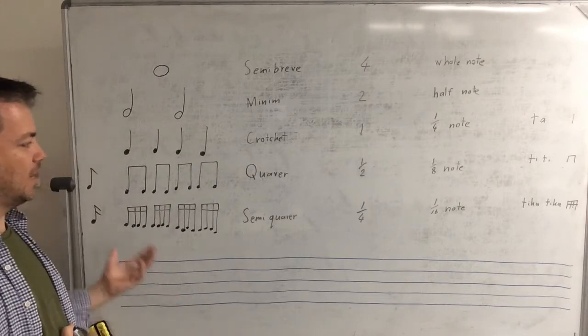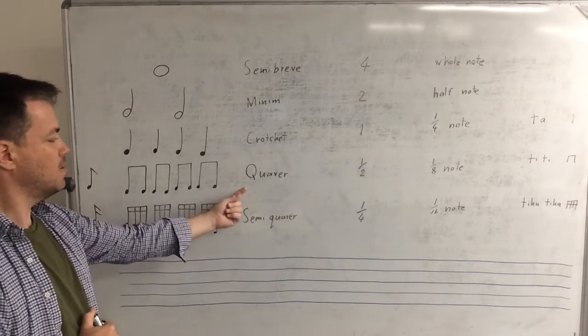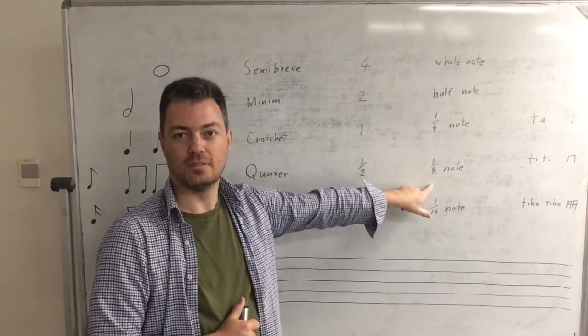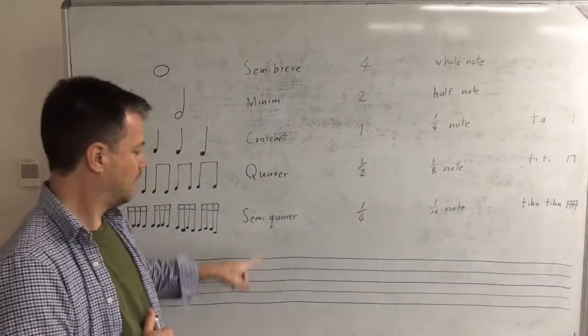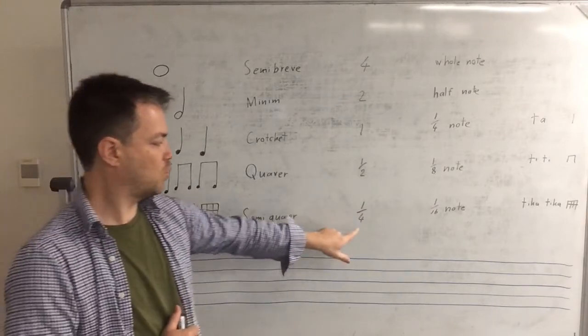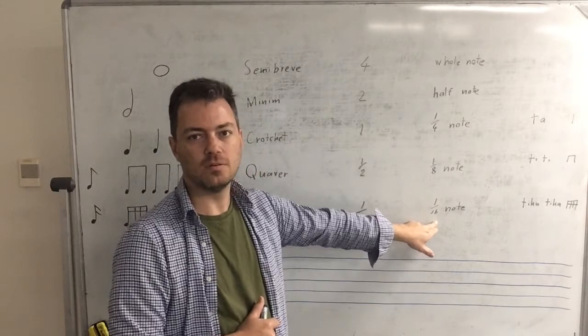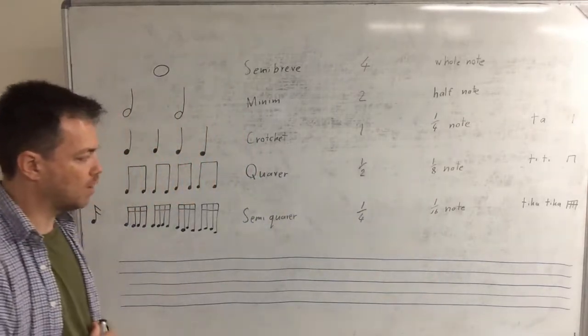And as you see, it can be confusing. A quaver is worth half a beat, and sometimes it's called an 1/8 note. So quite confusing. Okay, a semiquaver, which is worth a quarter of a beat, can be referred to as a 16th note. So quite confusing.